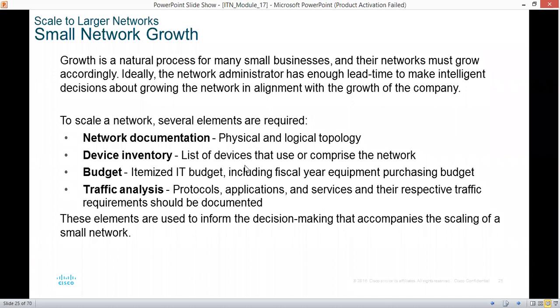To scale a network, several elements are required. Network documentation: you have to look at the physical and logical topology, device inventory, the budget, and then the traffic analysis.